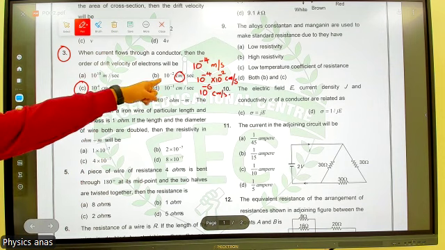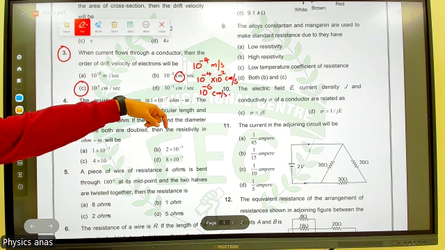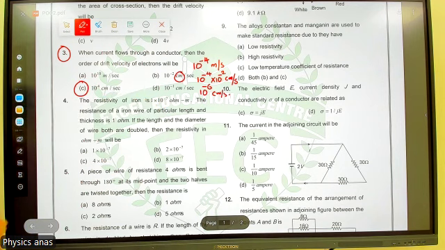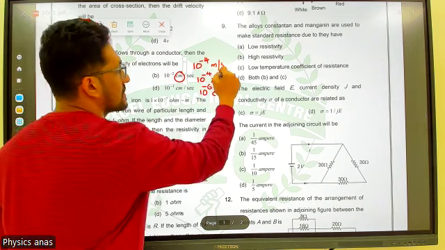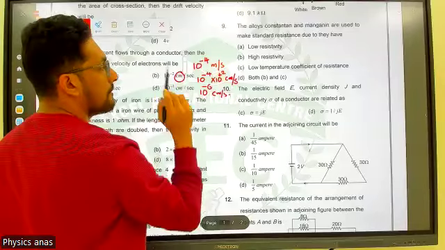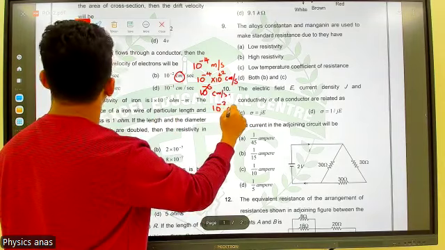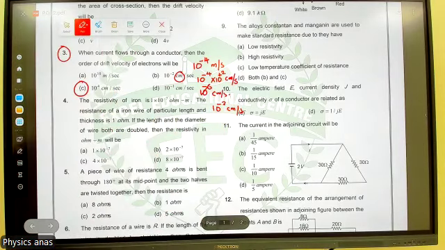The conversion: 10 raised to minus 4, meter into centimeter. So that will become 10 raised to 2. So minus 4 and plus 2... that will become 10 raised to minus 2 centimeters. Yes, 10 raised to minus 2 centimeters.